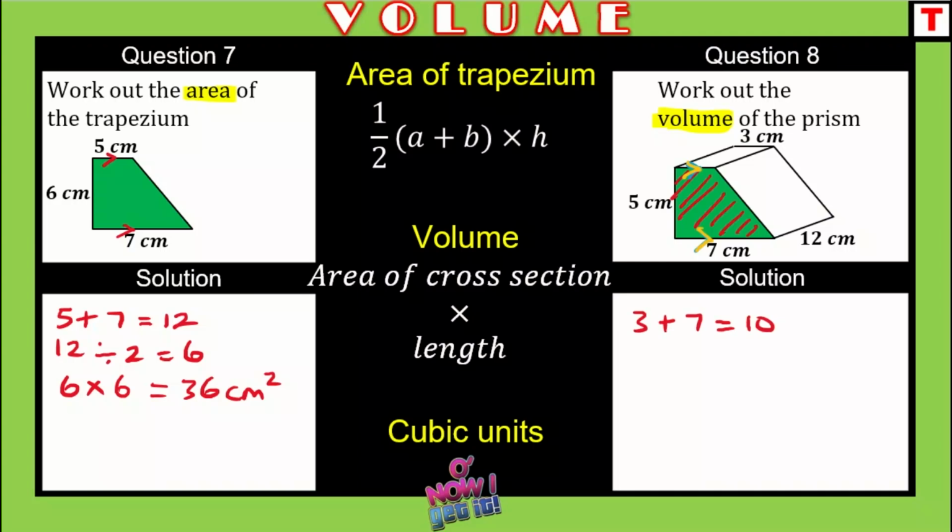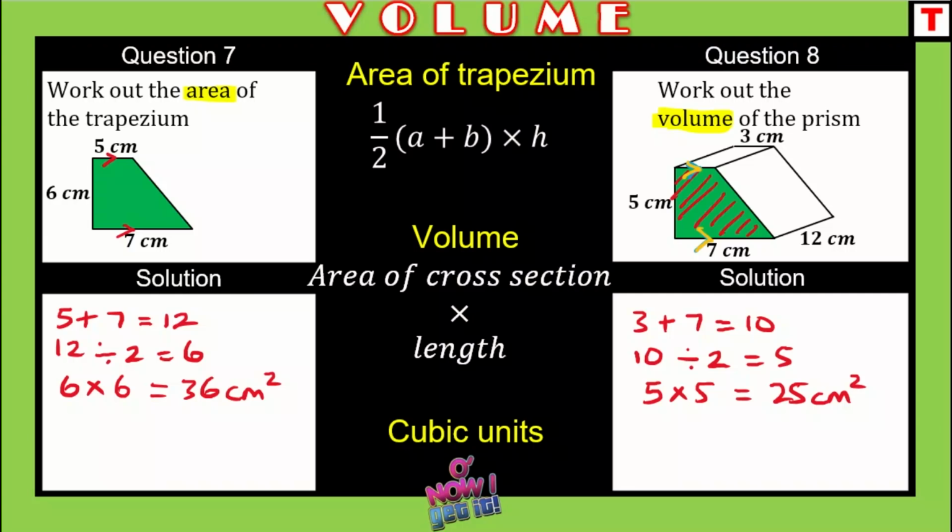And then step 2 would be to divide by 2. So 10 divided by 2 is going to give us 5. And then we're multiplying 5 times the height. 5 multiplied by 5 would be equal to 25. So this would now be the area of the trapezium. So this is measured in centimeters. So the area of the trapezium would have been 25 centimeter squared.